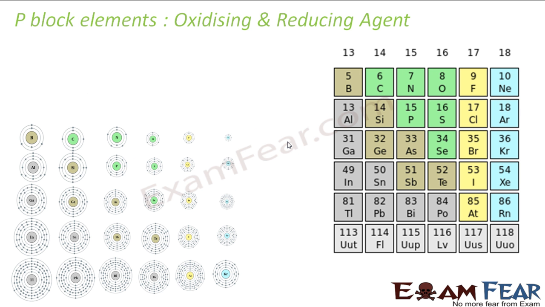Let's talk about the trends in the oxidizing and reducing agent property. So what are oxidizing agents? Oxidizing agents are ones which can oxidize someone else, or they can reduce on their own. And reducing agents are ones which can reduce others or get oxidized. If an element can get itself reduced, it is an oxidizing agent, and if an element can get itself oxidized, then it is a reducing agent. This concept is clear. So in this P block, we have elements which act as both oxidizing and reducing agents.